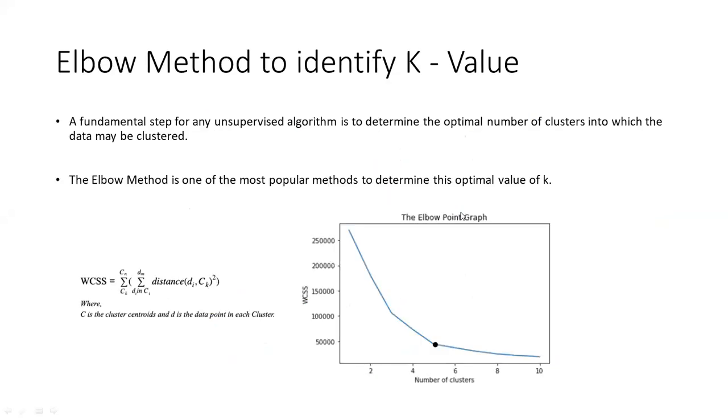All right. Now let's move on to the mathematics of k-means clustering. The main question is, how do we decide the number of k, which we have taken as 3 in our last example? We have the elbow method to identify the k value.